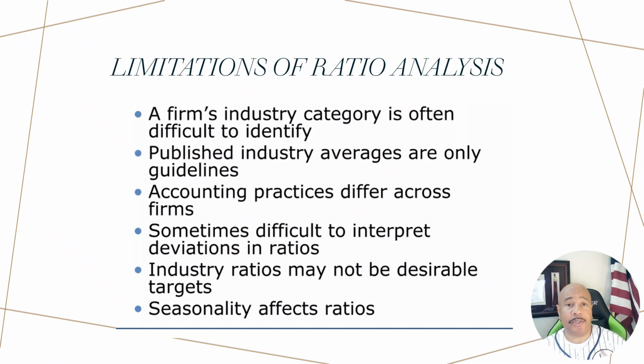Now, something also to recognize is that we do have some limitations of ratio analysis. A firm's industry category is often difficult to identify. They might be in a unique niche, something unique that they're doing, so you don't have a comparison of other companies within those industries. Published industry averages are only guidelines. Accounting practices differ across firms. That's very true. Sometimes it's difficult to interpret a deviation in ratios. Industry ratios may not be desirable targets. And also, seasonality affects ratios, the season in which the company is performing.